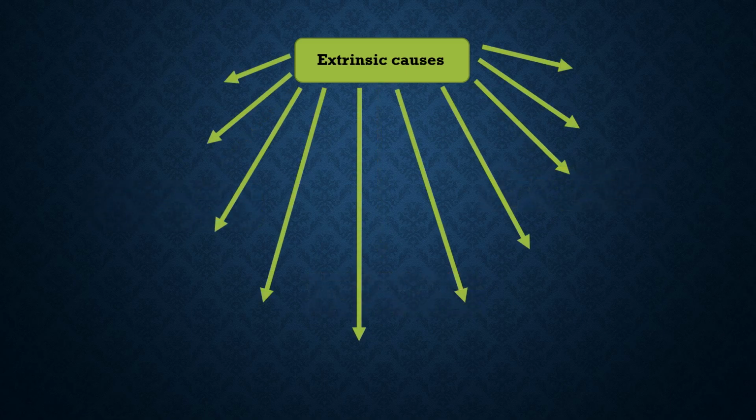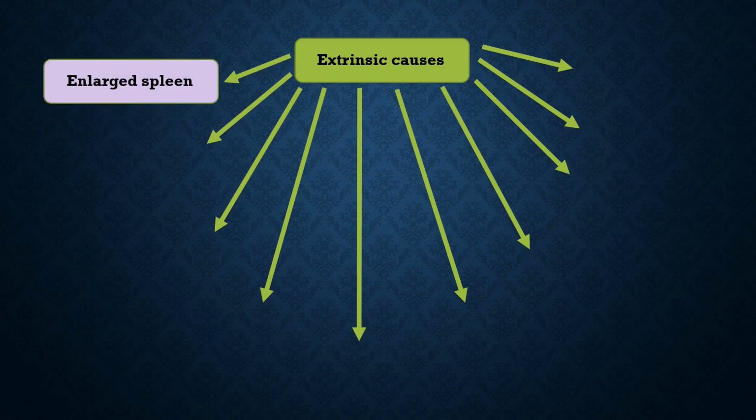Now regarding the extrinsic causes of hemolytic anemia, you can see there are many more arrows than for the intrinsic causes. So from here you can understand that the extrinsic causes are much more than the intrinsic causes. So what are the causes? Enlarged spleen, any cause of hypersplenism. Hypersplenism means when the spleen is enlarged, that is, increased activity of the spleen, which happens during portal hypertension, causes hemolytic anemia by breaking down the RBC. So this is how the enlarged spleen is associated with hemolytic anemia.